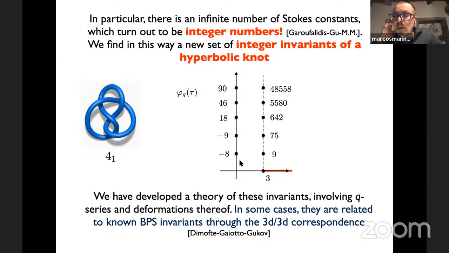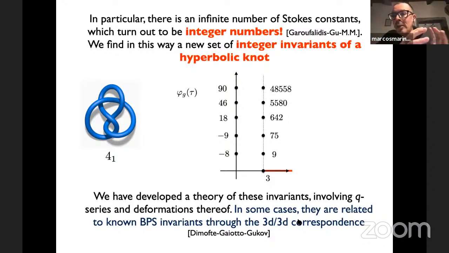And this is what you actually see in this example, because these numbers, at least one of these towers here, can be directly related to the counting of BPS states in a quantum field theory, but here in this example they appear as Stokes constants for a very simple problem in resurgence. We have developed in some detail the theory of these invariants in recent work with Stavros Garoufalidis and Diego. And as I was saying, in some cases some of these integers are related to BPS invariants through what is called the 3D-3D correspondence.